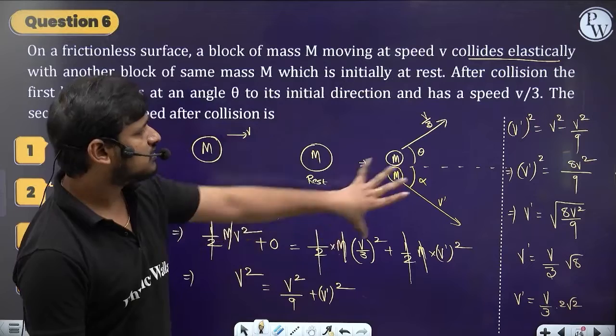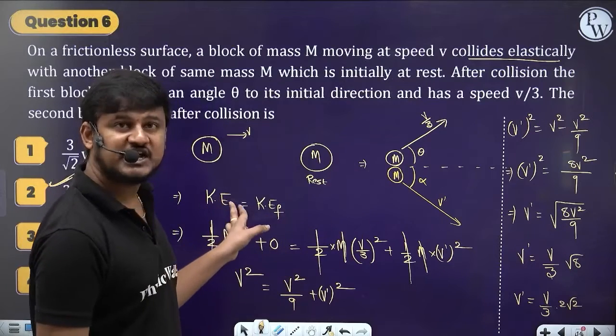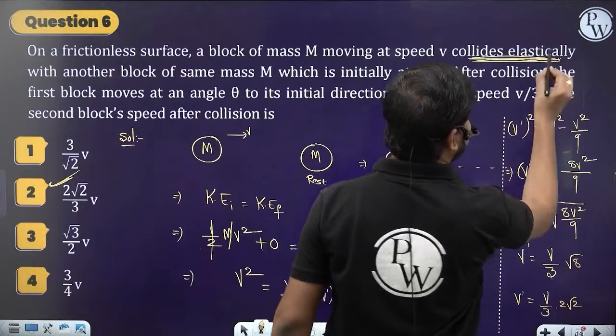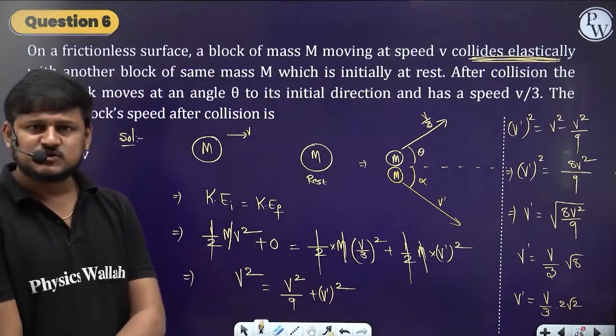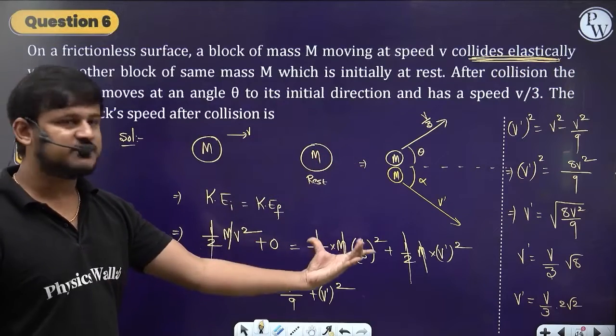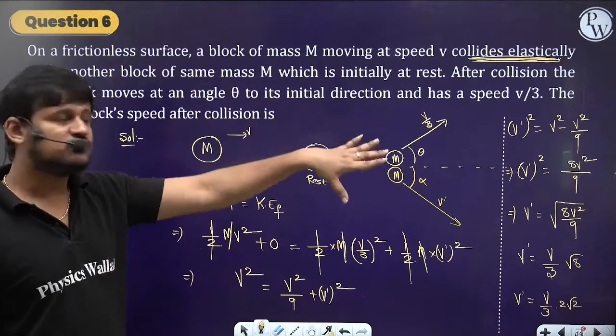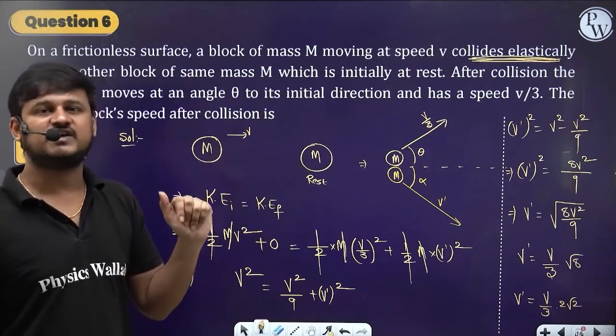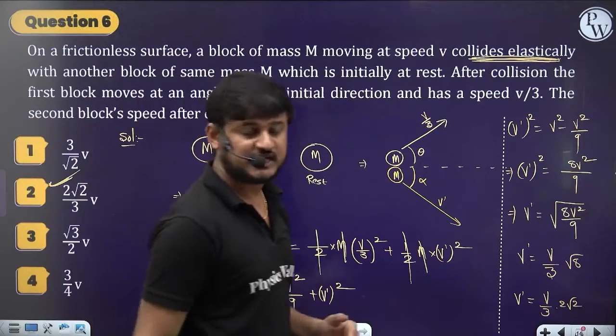So just conserve the kinetic energy. The initial kinetic energy is equal to the final kinetic energy, because the collision is elastic. Understood, guys? We need only the velocity after the collision. This is the simplest procedure. If you conserve the momentum, first you have to find the angle theta, then again you have to substitute theta in one of the equations. So that's a lengthy procedure again. Okay.